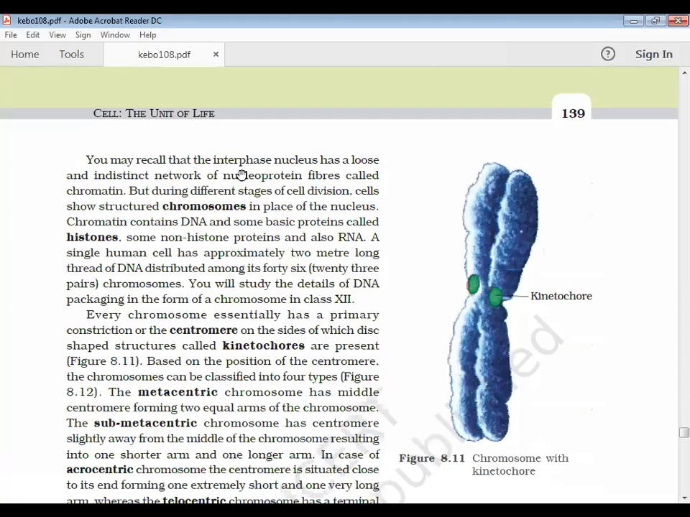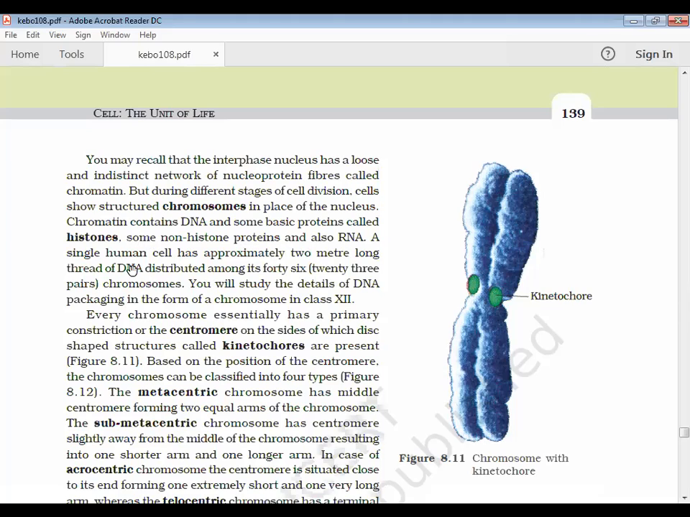You recall that the interphase nucleus has a loose and indistinct network of nucleoprotein fibers called chromatin. But during different stages of cell division, cells show structured chromosomes in place of the nucleus. Chromatin contains DNA and some basic proteins called histones, some non-histone proteins, and also RNA.